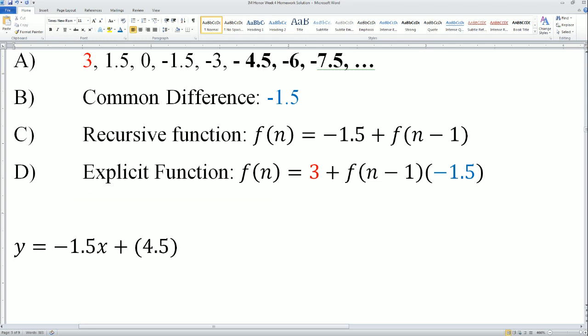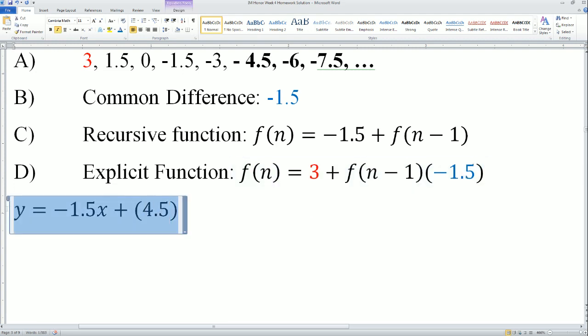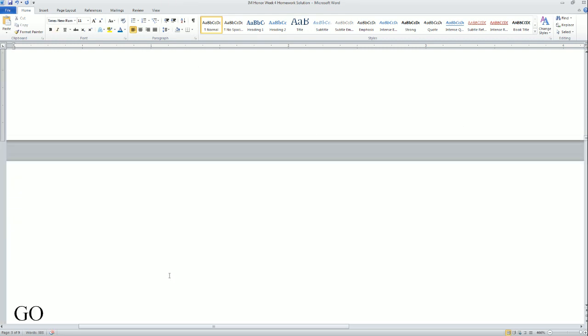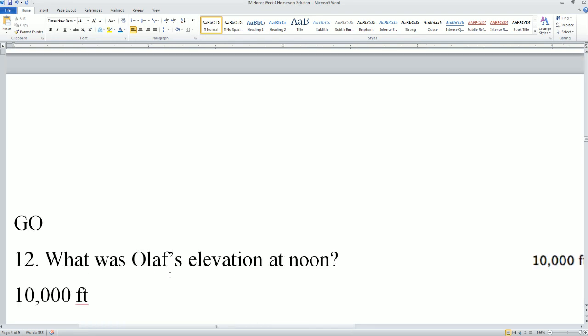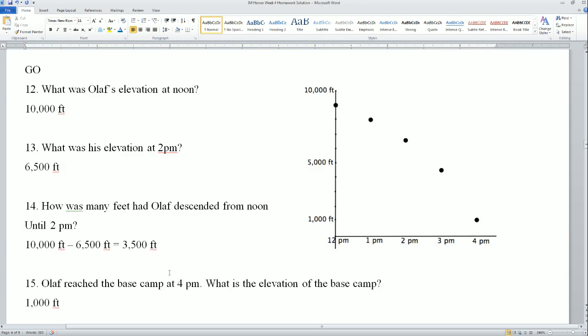Alright. Either form worked. You could have it in this form or the y equals mx plus b form. Okay, here you go. Let me change this a little bit so you can see this. Alright, so they ask, what was Olaf's elevation at noon?